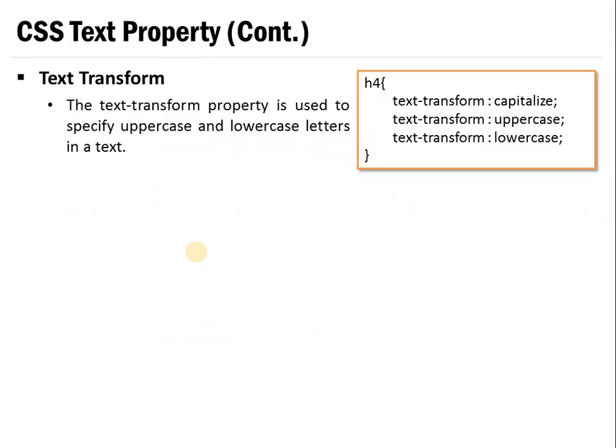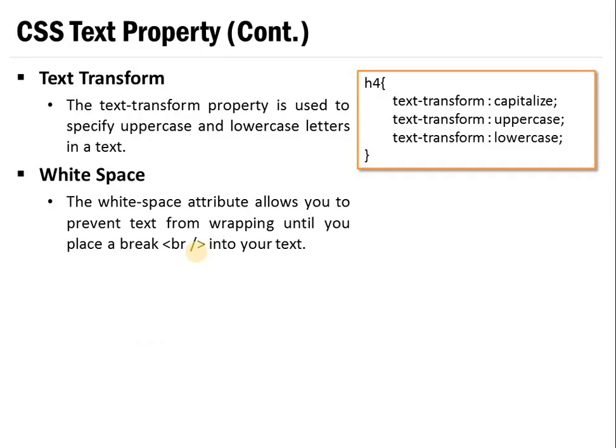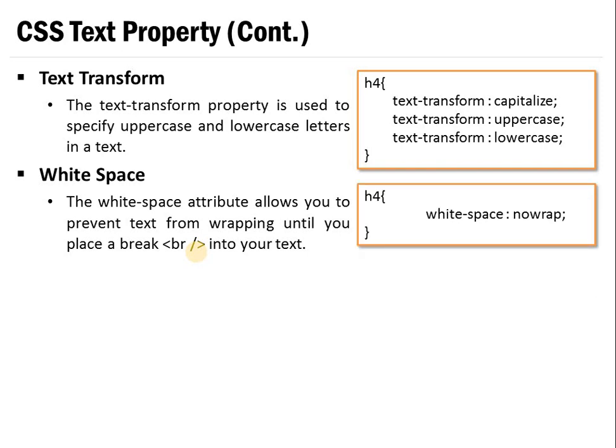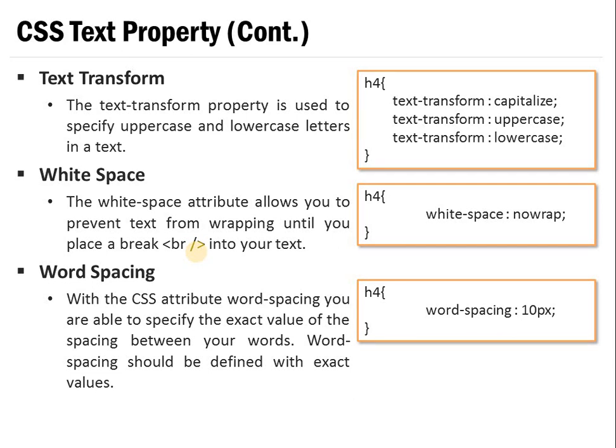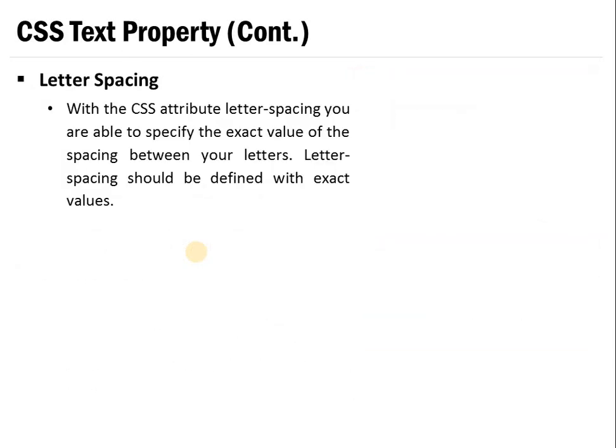Now the next property is white space. If you don't want to use a break, then you can use white space, which allows you to prevent text from wrapping until you place a break into your text. So whenever you use a break, only then will your text be wrapped. You can use it if you require. After that word spacing, and another property is letter spacing.